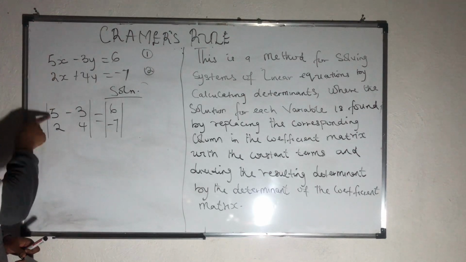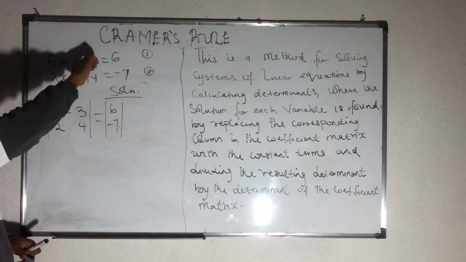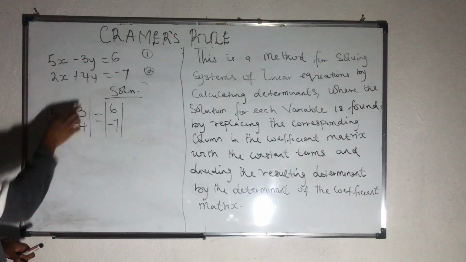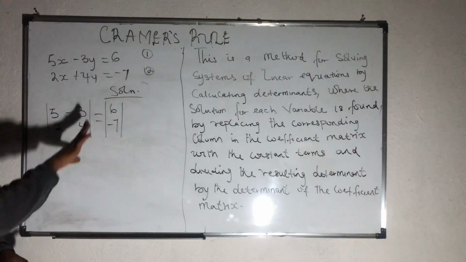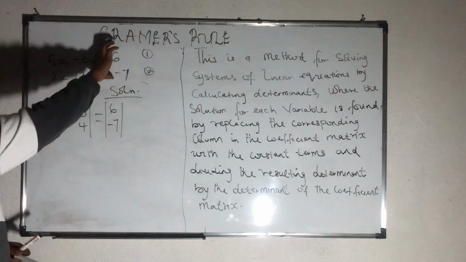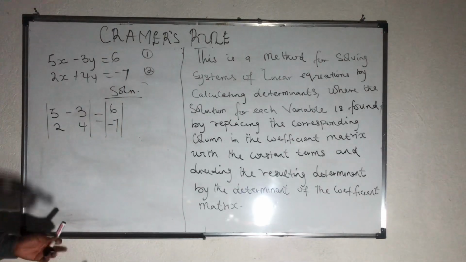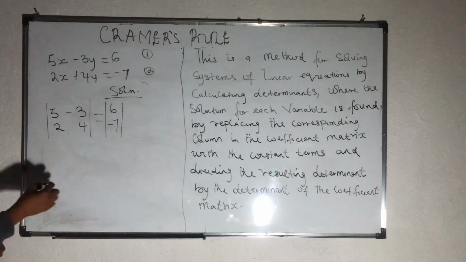Here we have a 5. We wrote it down here. -3 can be found there. 2 and 4 can be found at the bottom. And we represented the constant term on the right. All right, let's go ahead and solve this very problem.